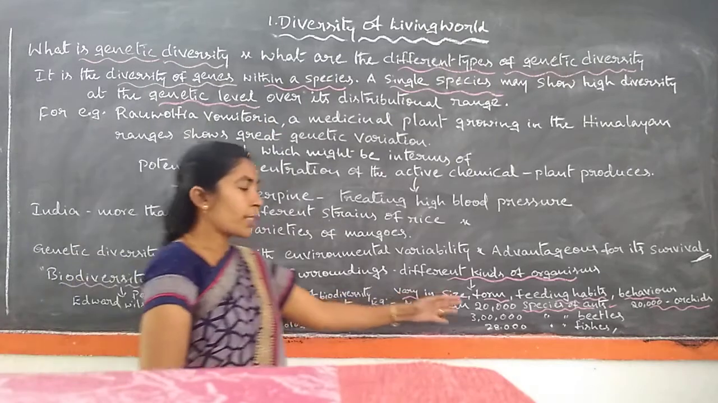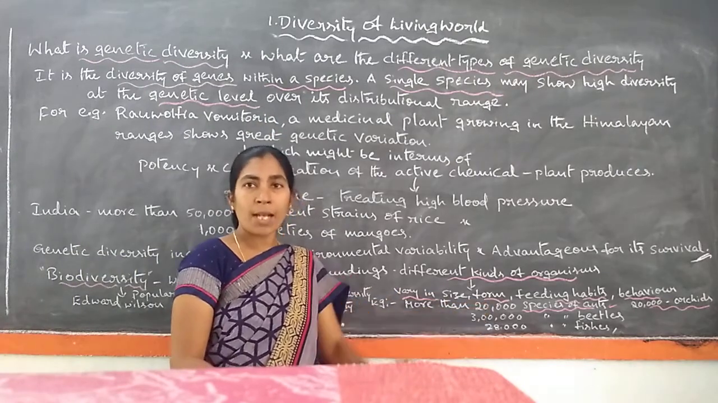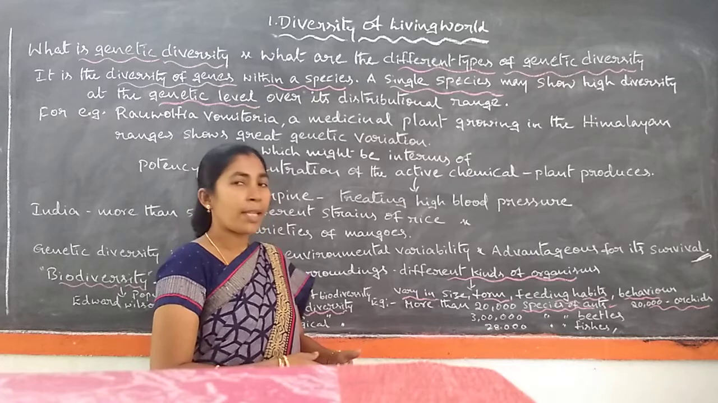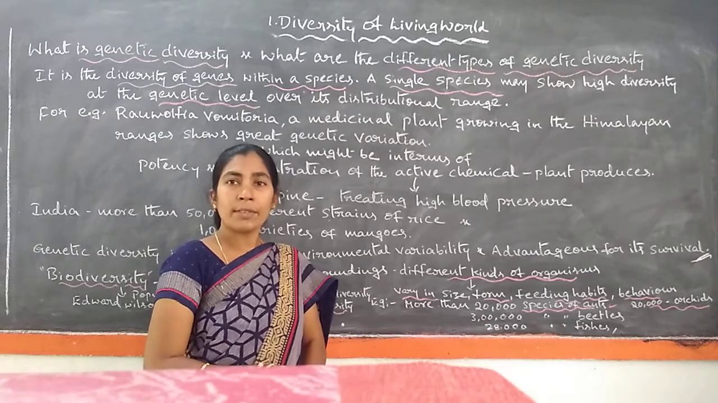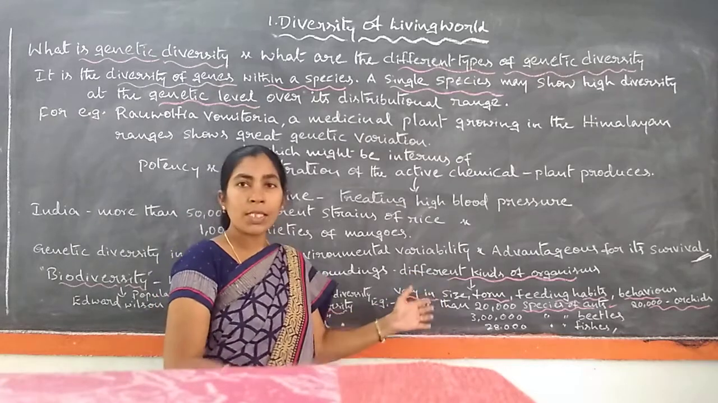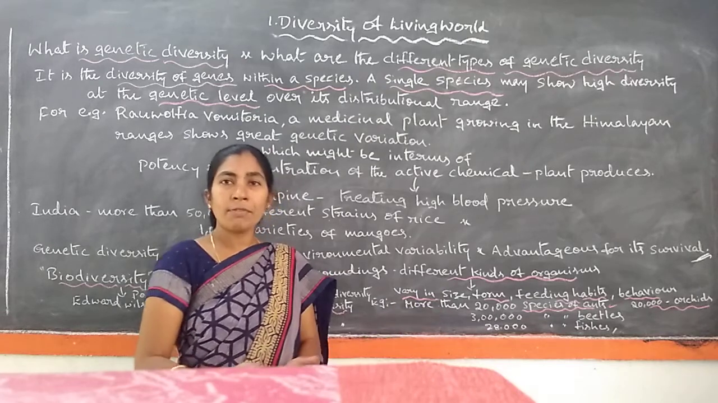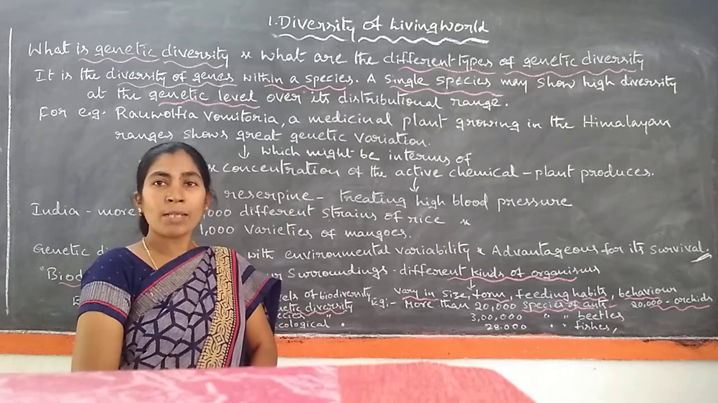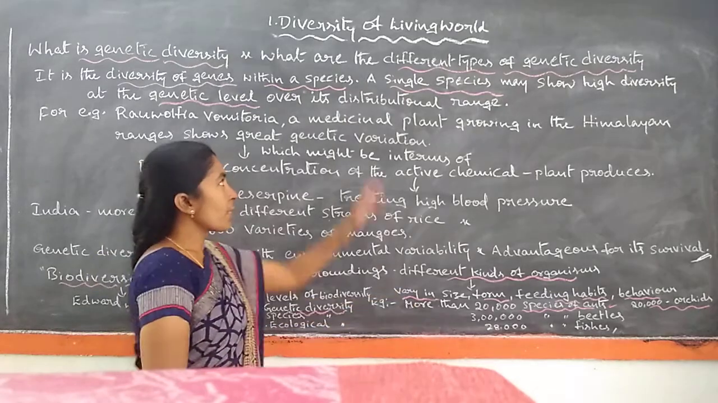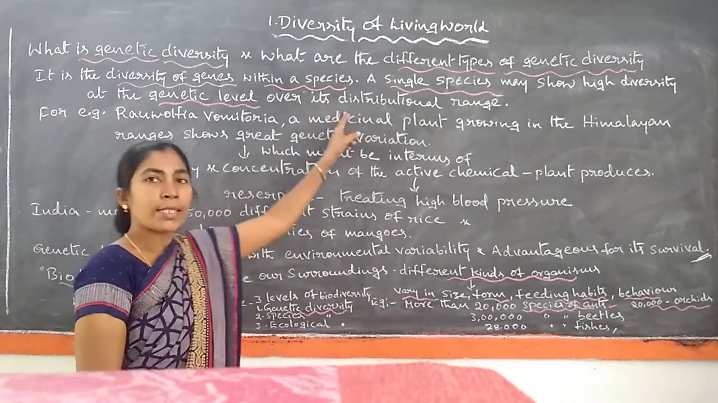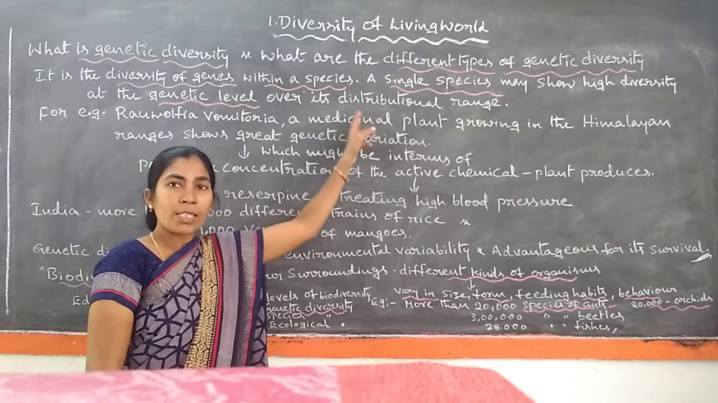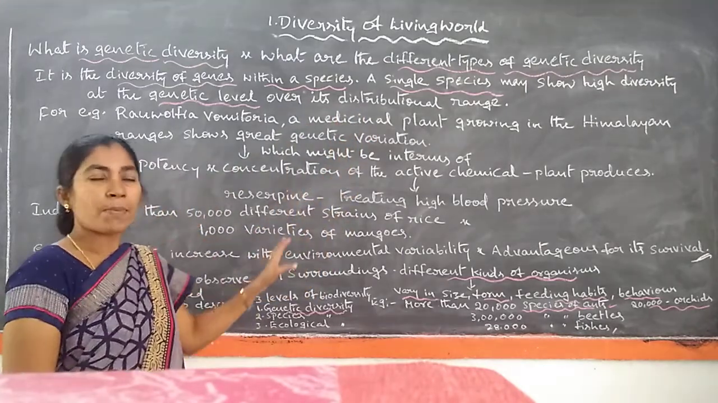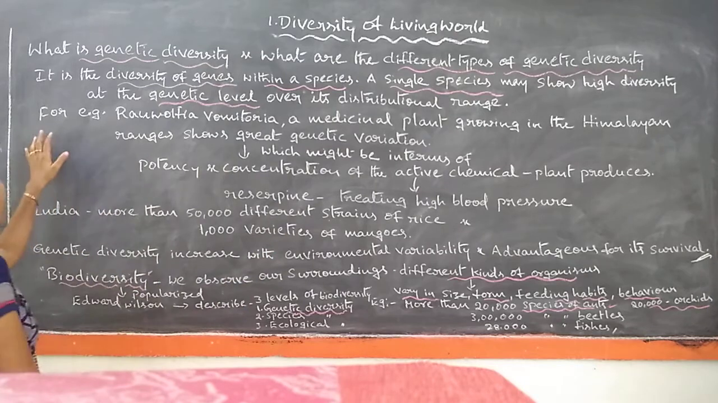That means all these different types of species are not at one place. They are distributed in different regions, and each species is different according to its environment. That is the distributional range. Based on that, each species also shows variation.